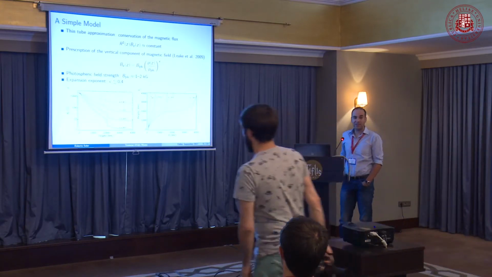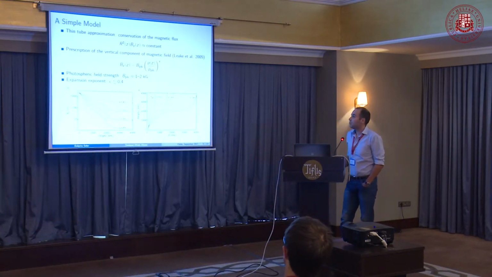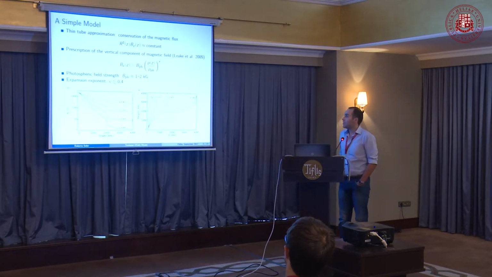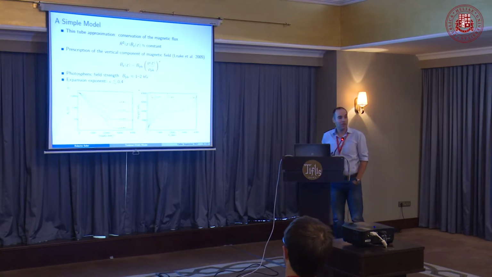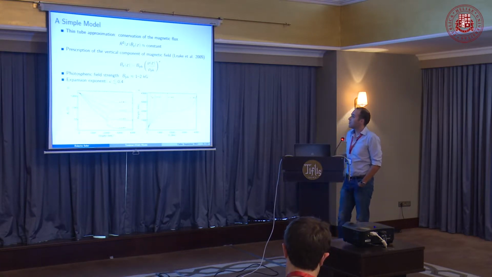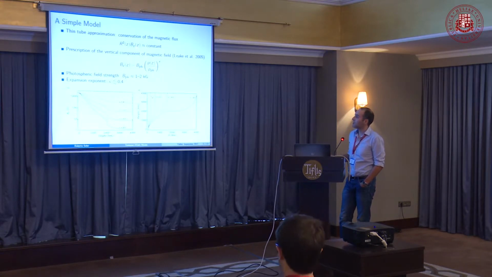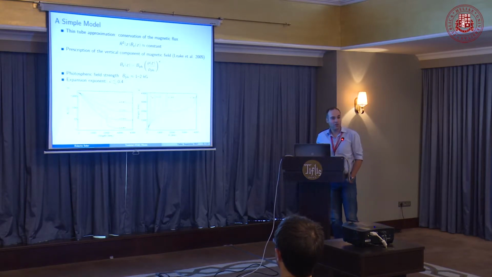Concerning the magnetic field model, we are going to assume the thin flux tube approximation, in which it is enough to prescribe the vertical component of the magnetic field. Because of conservation of the magnetic flux, if we know how the vertical component of the field varies with z, where z is the vertical direction, then we know how the radius of the tube varies with height.